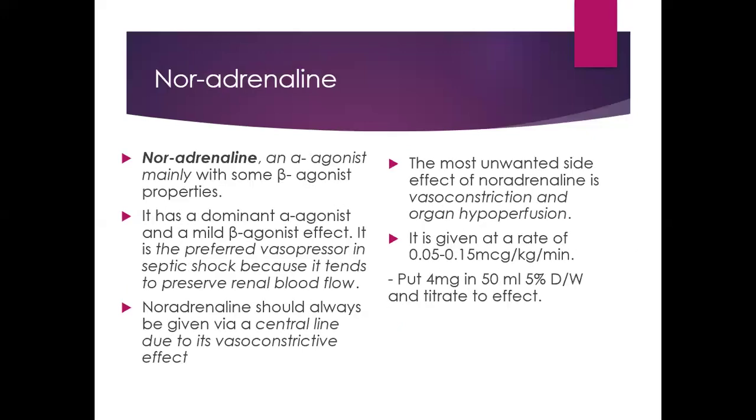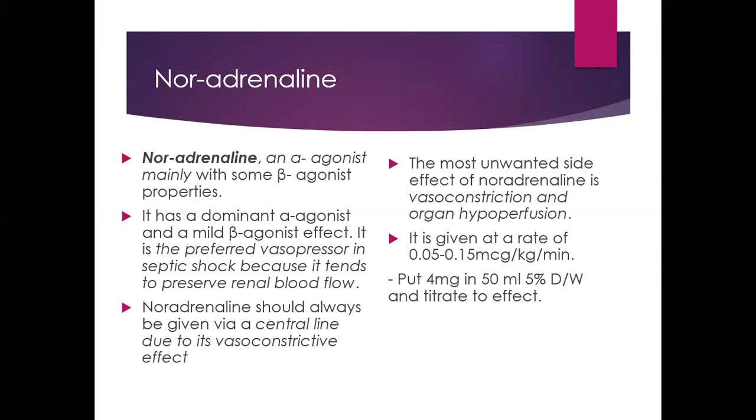Noradrenaline is more of an alpha agonist, majorly. It has some beta-1 agonist activity. And because of its dominant alpha agonist activity, it is the preferred vasopressor in septic shock. All right. And another thing is that it tends to preserve renal blood flow compared to your adrenaline. Remember that because it's a vasoactive agent, it should always be given right along the central line.